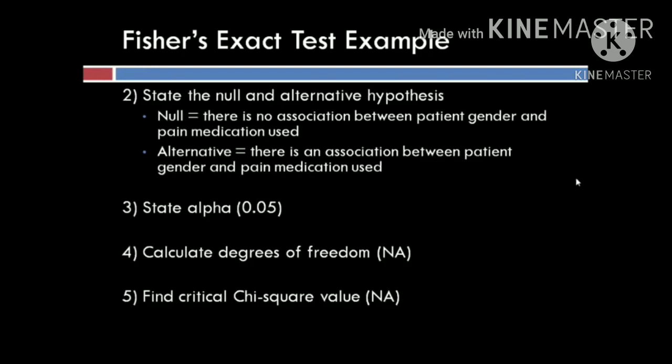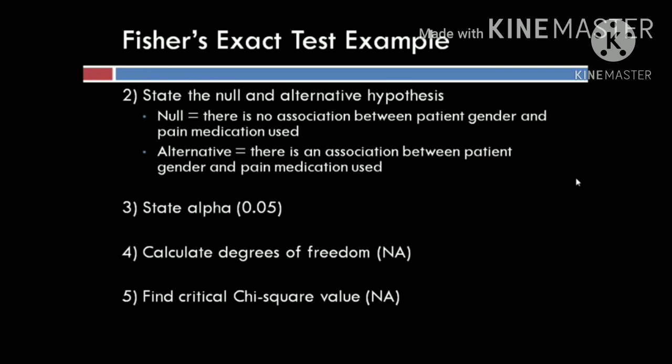So we have to state the null and alternative hypotheses. In the null hypothesis, there is no association between patient gender and pain medication used. In the alternative hypothesis, there is an association between patient gender and pain medication used. We want to state also the alpha, which is 0.05. In this case of Fisher's exact test, we don't calculate the degrees of freedom.